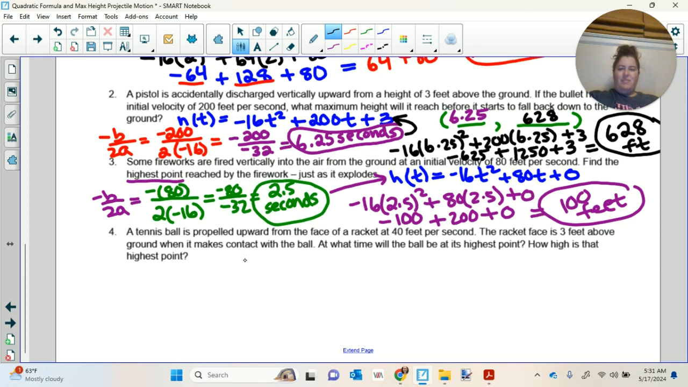And one more example for us here. A tennis ball is propelled upward from the face of a racket at 40 feet per second. The racket face is 3 feet above the ground when it makes contact. At what time will the ball be at its highest point?